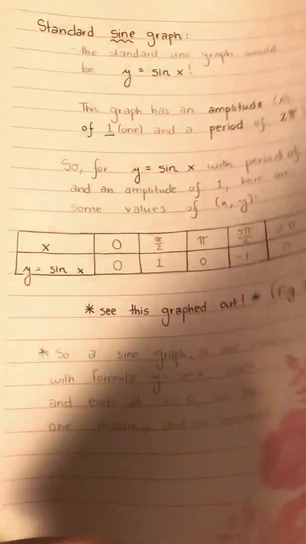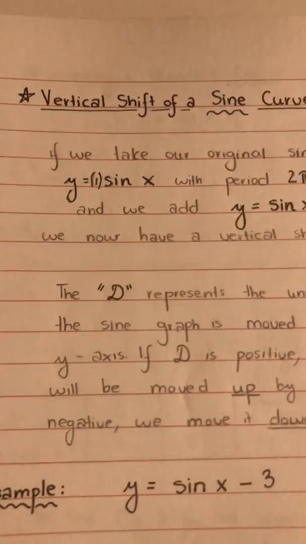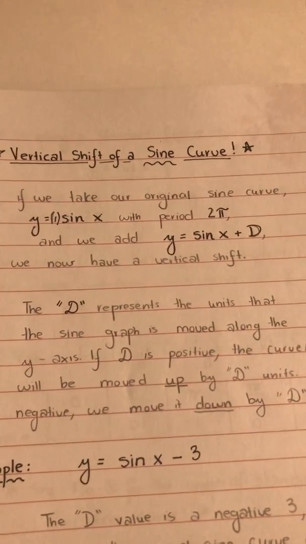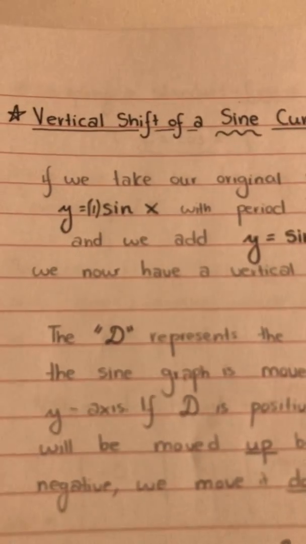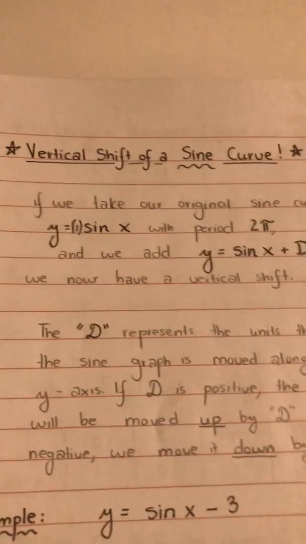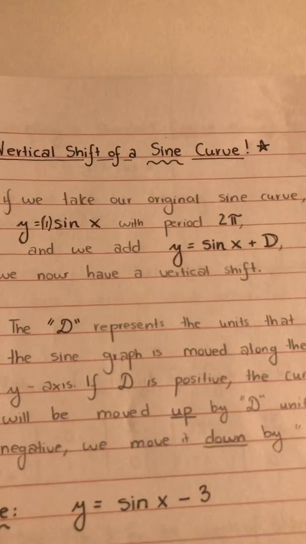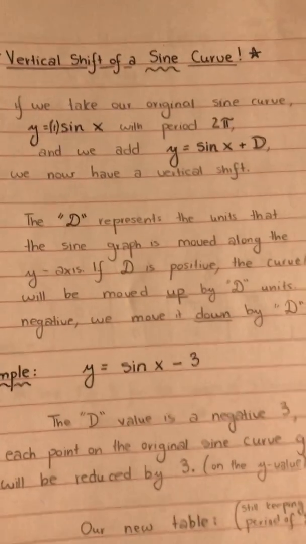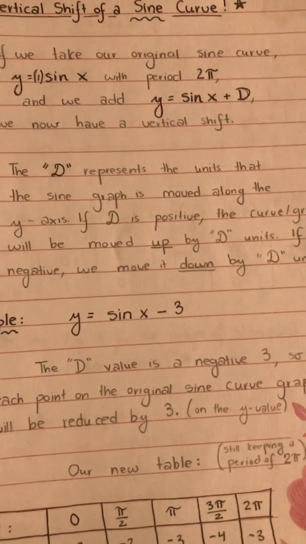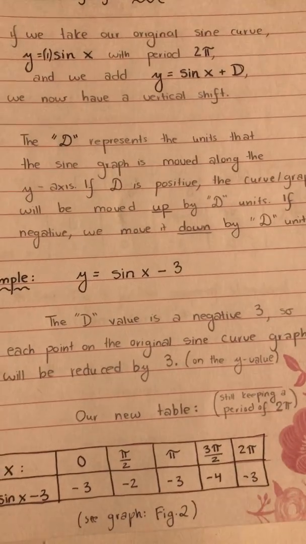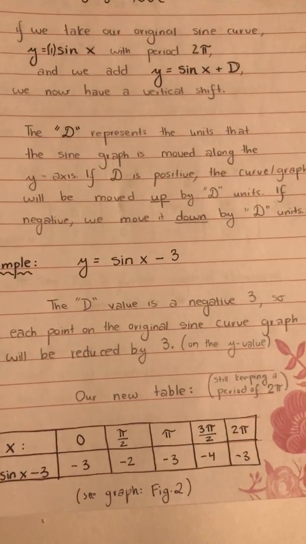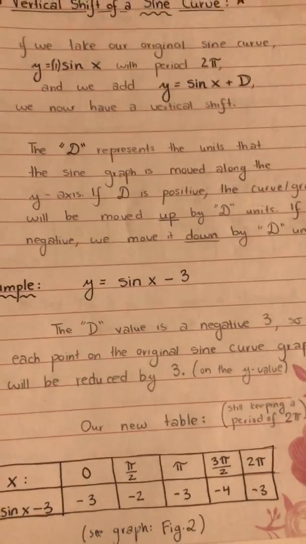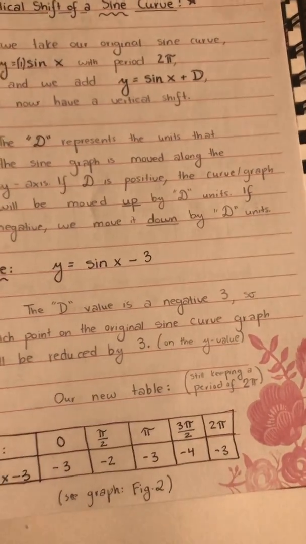So to vertically shift this, we're going to add the value of d. We're going to take the original sine curve, with the implied 1 for the amplitude and a period of 2 pi, and we're going to add the plus d. So y equals sine x plus d. So now the d means that we have a vertical shift. D represents the units that the sine graph is going to be moved along the y-axis. So if d is positive, the graph will be moved up by d units. If it's negative, we're going to move it down by d units.